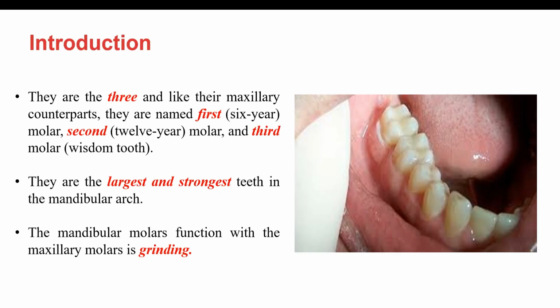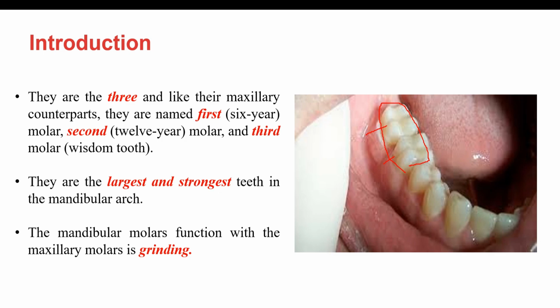Similar to the maxillary molars, even mandibular molars are 3 in number in each quadrant. In this quadrant, although you're seeing 2 of them, mandibular first molar and mandibular second molar, because the third molar is not erupted yet or probably even have been extracted. Okay, so we don't know, but normally there are 3 molars in each quadrant. So again, 3 on each side of the quadrant in one arch.